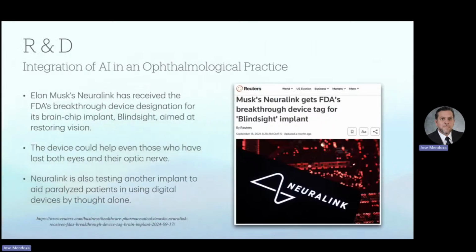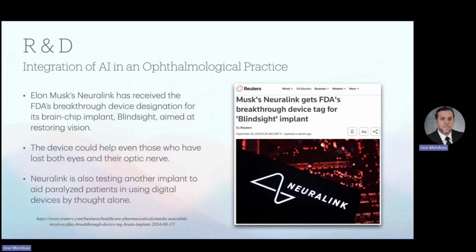Talking about Elon Musk, last week also, Neuralink has received the FDA's breakthrough device designation for a brain chip implant. It's called Blindsight. It is aimed at restoring vision. So they are implanting this Neuralink in the brain, and then with an outside camera, they're getting the signal. It's something like we used many years ago for cochlear implants for hearing procedures. Right now, this company is aiming to help blind people restore their vision.